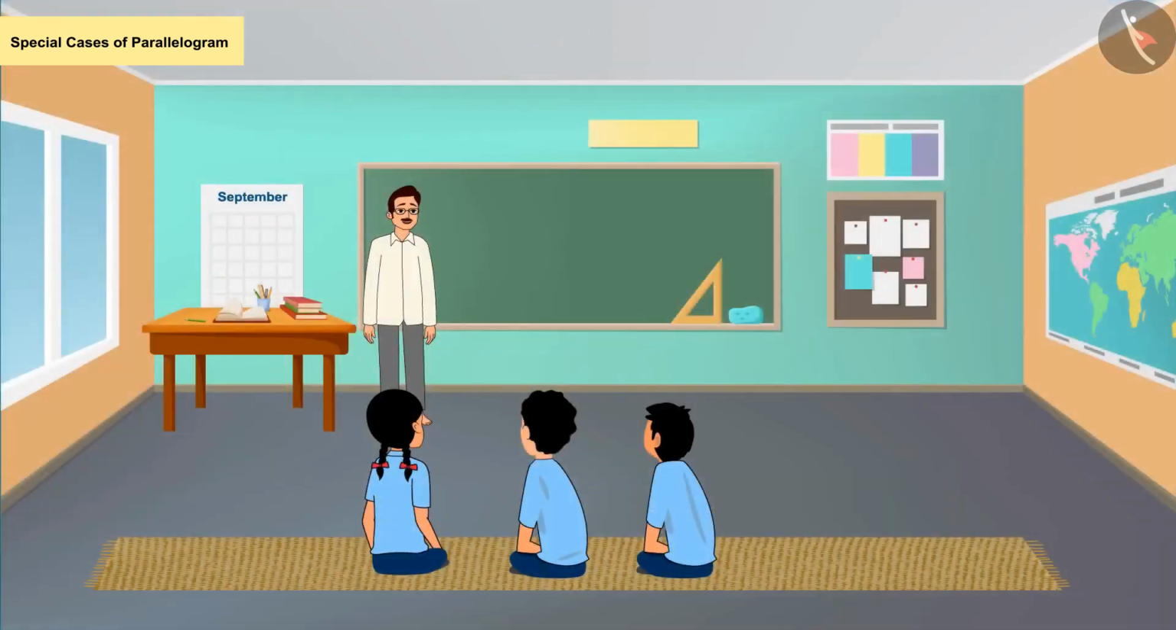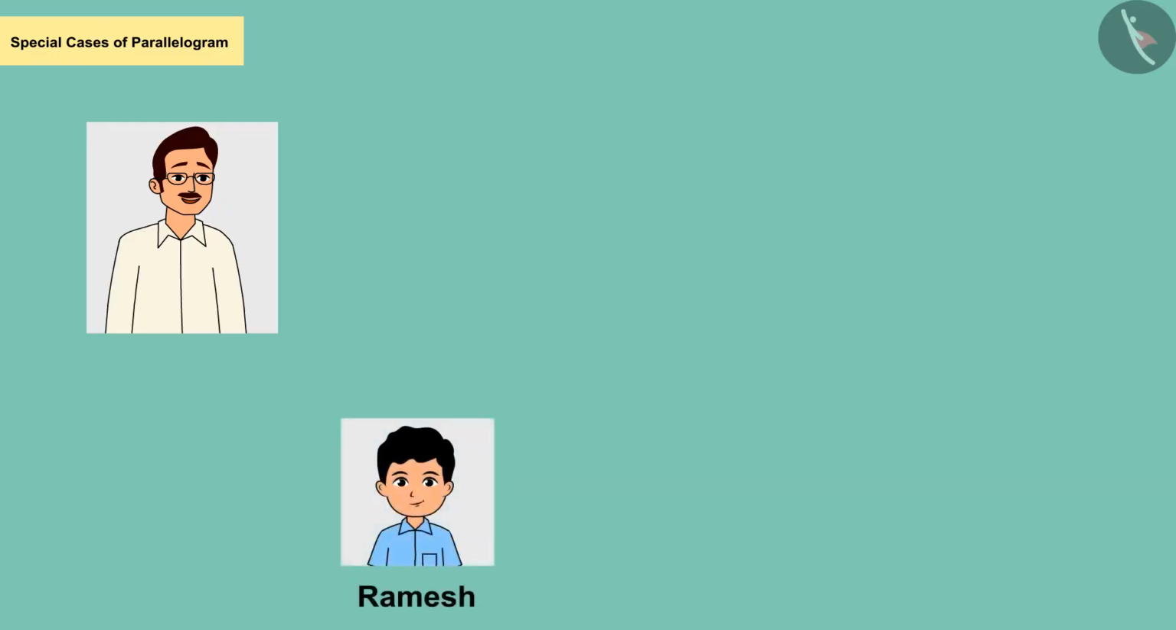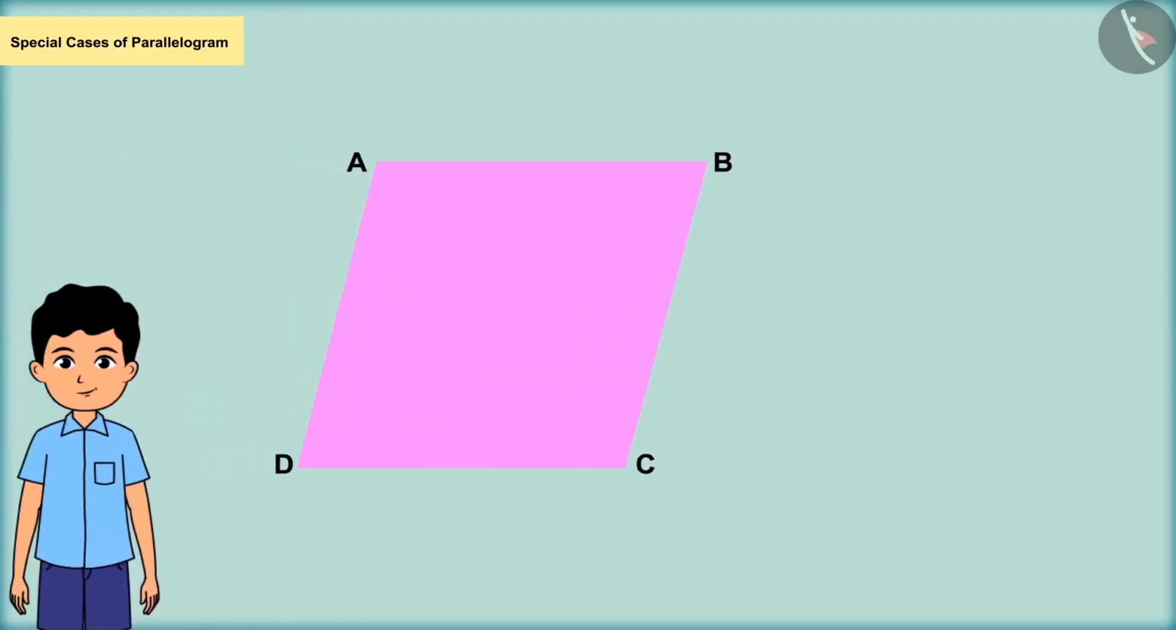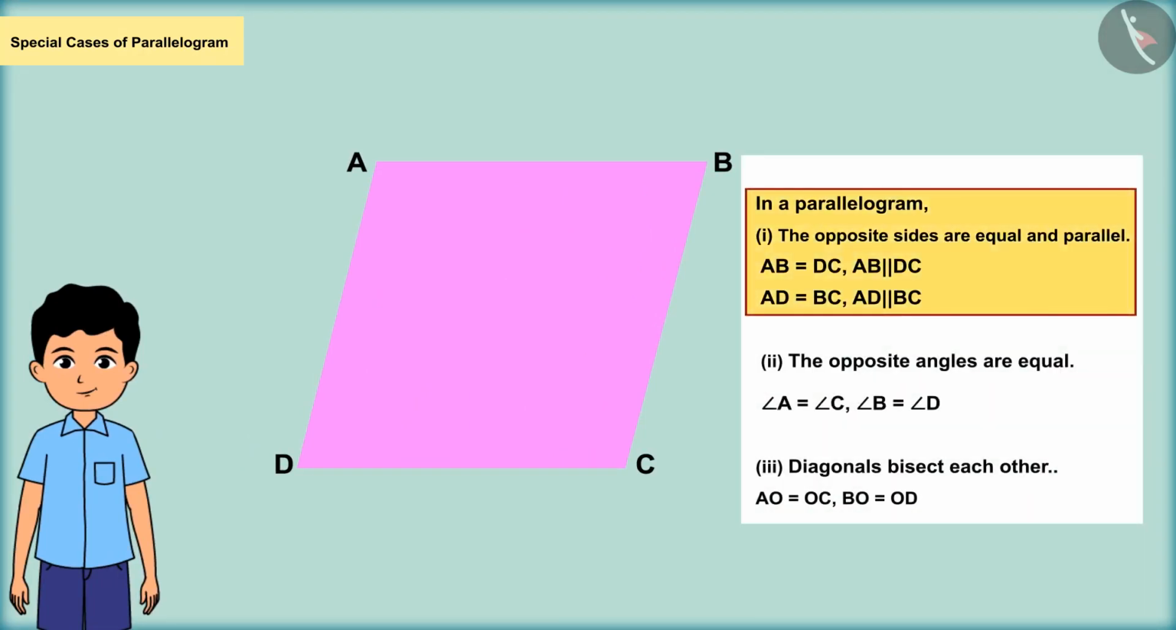Ramesh, Raju and Meena. Now, you also make a parallelogram. Ramesh, Raju and Meena make these figures. Now, can you tell me how you have drawn your own figure? Ramesh, tell me first. Teacher, I know that in a parallelogram, the opposite sides are parallel and of equal measure.